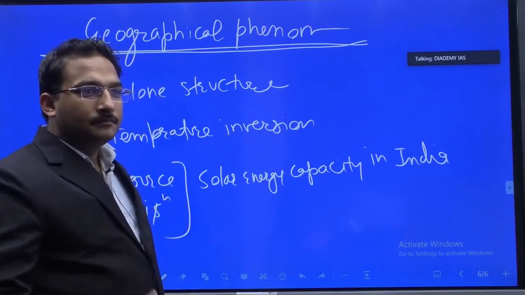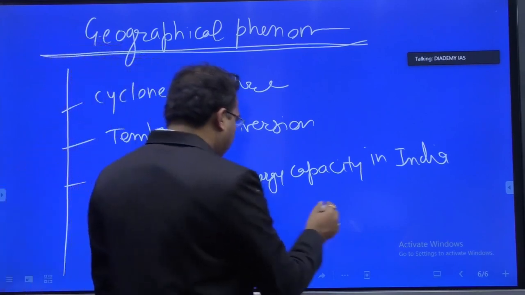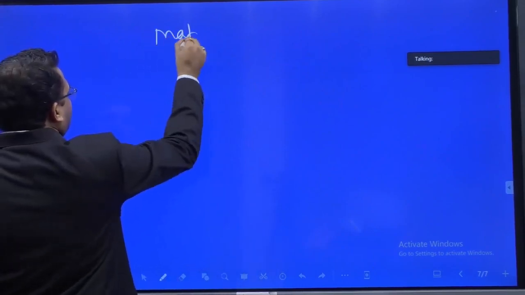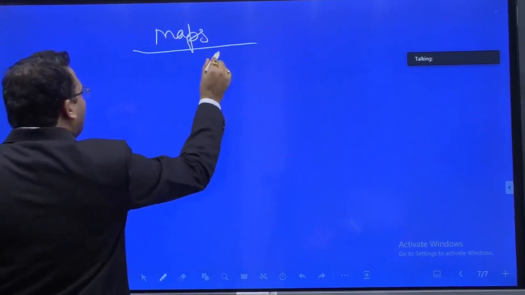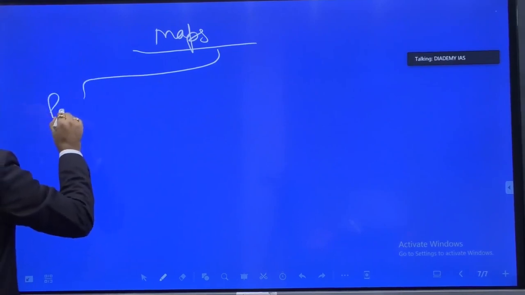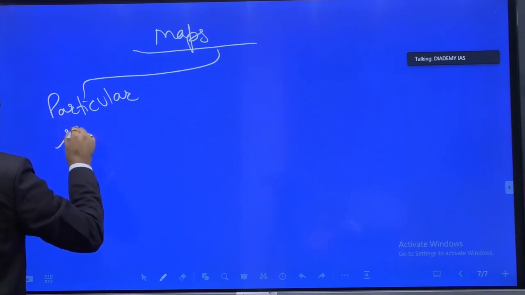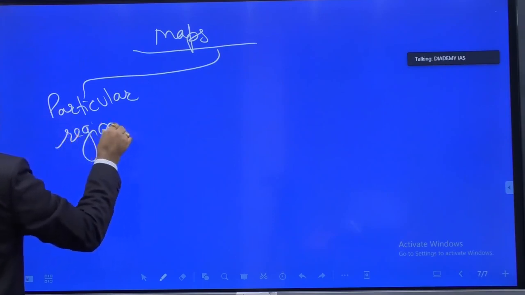So make some map and put it over there. Now when you are making the maps, make the map of a particular region. Don't make the map of entire India. What do I mean by that?